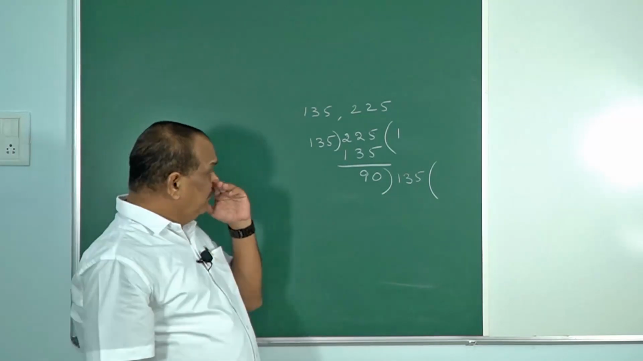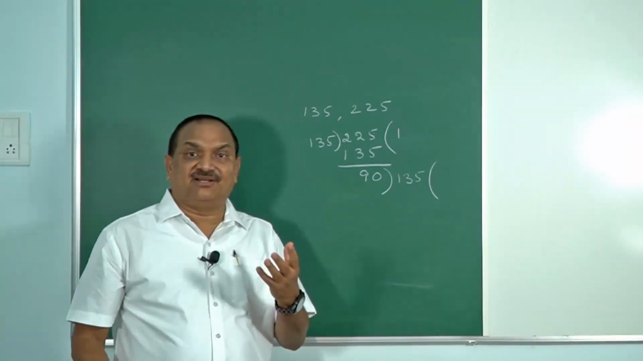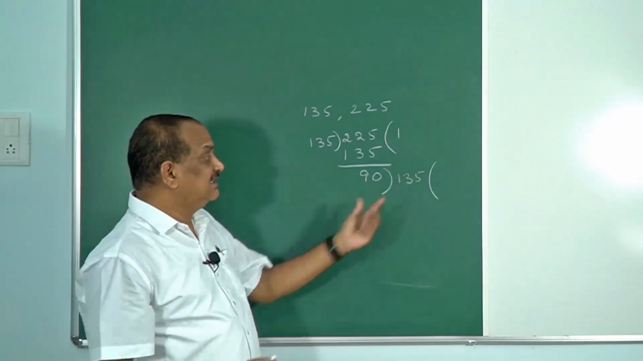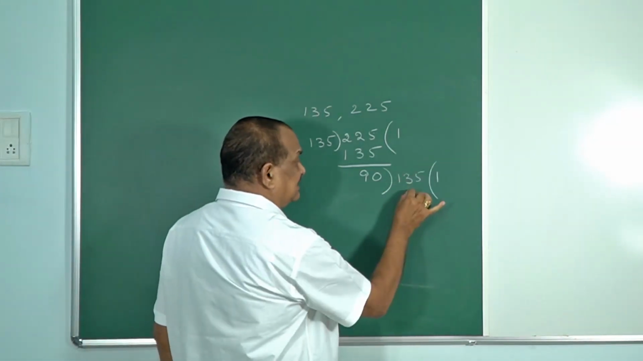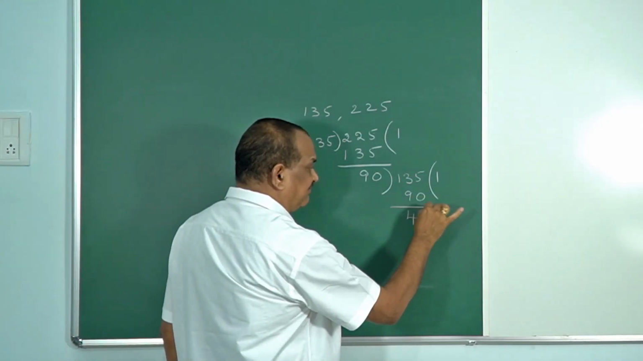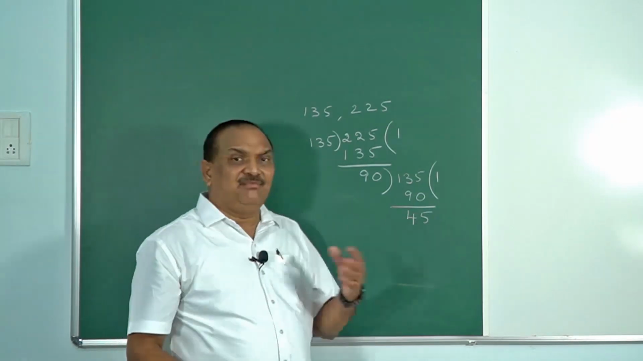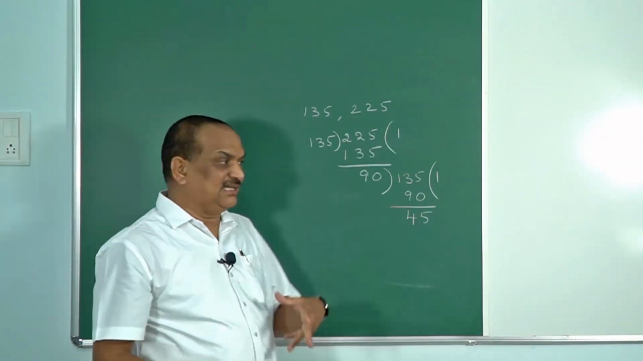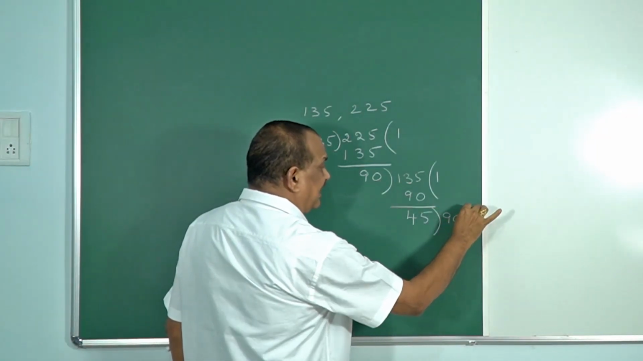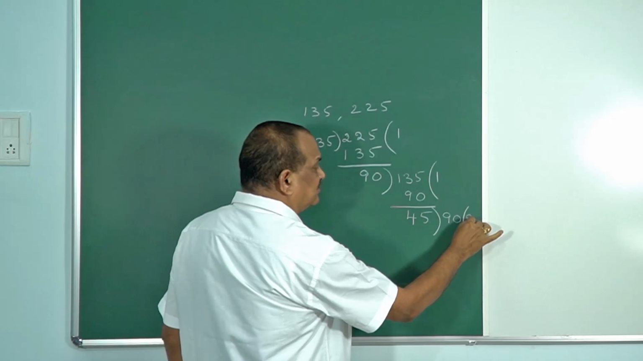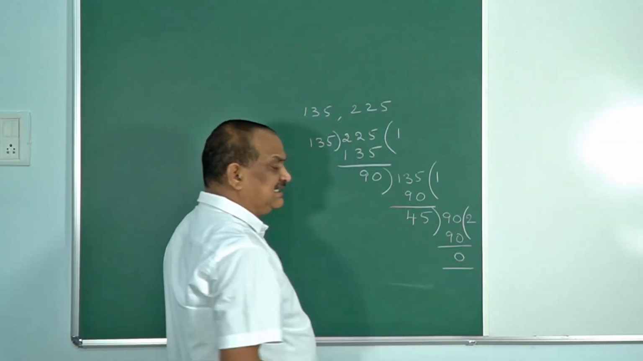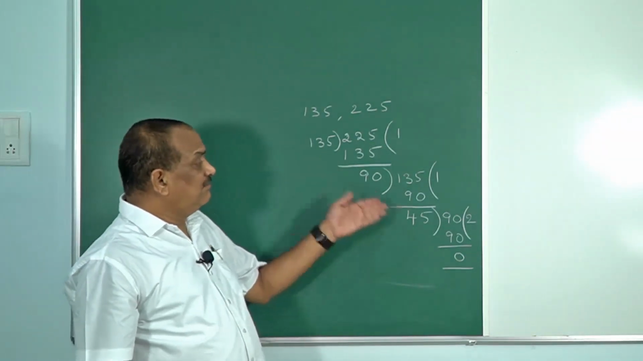If you go with this 90 table, 90 times 1 is 90, 90 times 2 is 180, which you don't have there. So 90 times 1 is 90, and when you subtract, you have 45. Oh my God, still my remainder is not 0. I have to continue further, and I write this 90 here again. And fortunately, 45 times 2 is exactly 90, leaving a remainder 0. So I have come to an end.